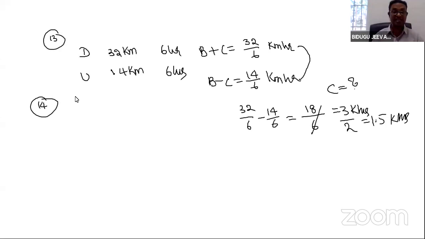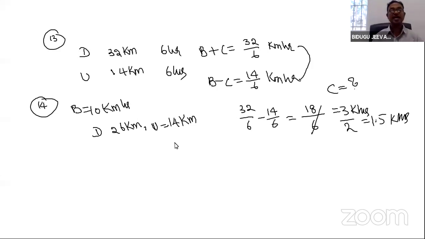So question number 14. Speed of the boat in still water, 10 kilometers per hour. What is given? B, 10 kilometers per hour. If it can travel 26 kilometers downstream and 14 kilometers upstream in the same time. Time is not given. What is the speed of the stream? Right? I need to calculate C.